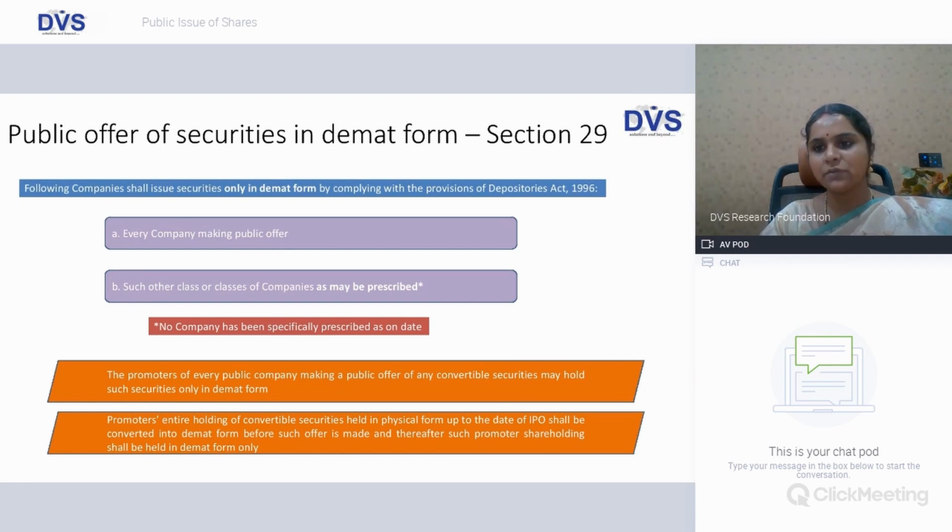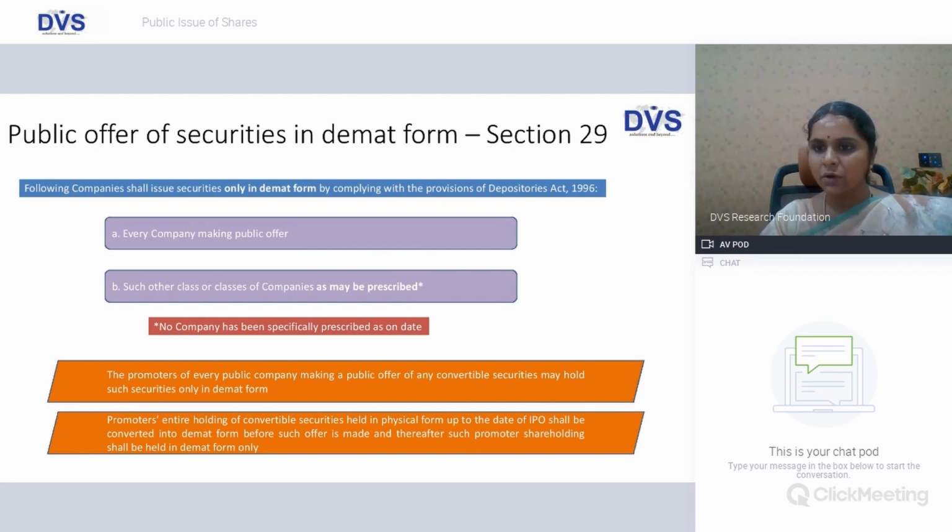Now, section 29 deals with public offer of securities in demat form. So all companies shall issue securities only in demat form by complying with the provisions of the Depositories Act read with regulations, when such company is making a public offer or such other class of companies as may be prescribed. However, such class of companies are yet to be prescribed, and the promoters of every company making a public offer may hold such securities only in demat form.